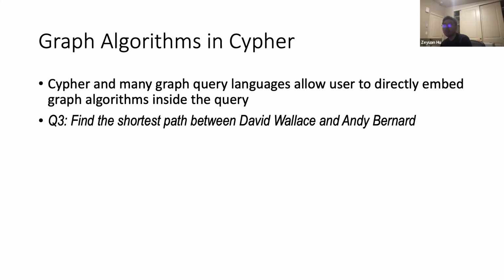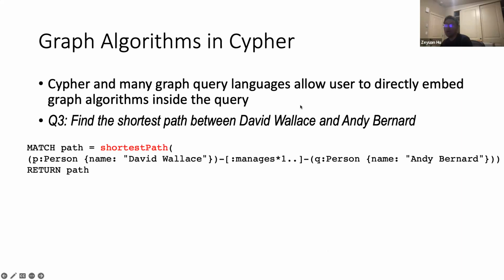So for instance, we want to find the shortest path between David Wallace and Andy Bernard. And this is the following query. Basically, there are two things going on here. We want to say there's a path between David Wallace and Andy Bernard, and also we are interested in the shortest path. So this pattern, P person name David Wallace goes to Q person Andy Bernard, is the pattern, and we are interested in the shortest path, meaning that this is a built-in function, which is a graph algorithm.